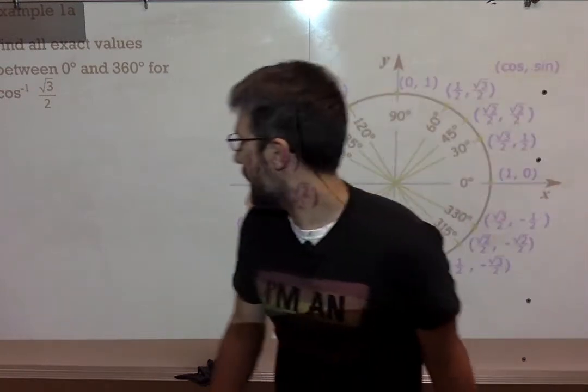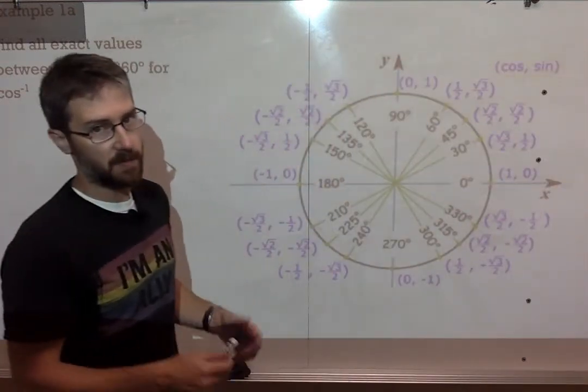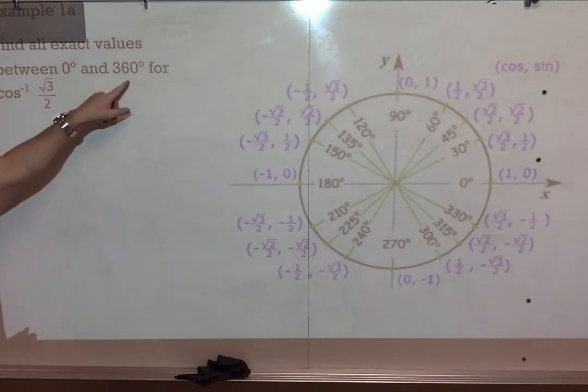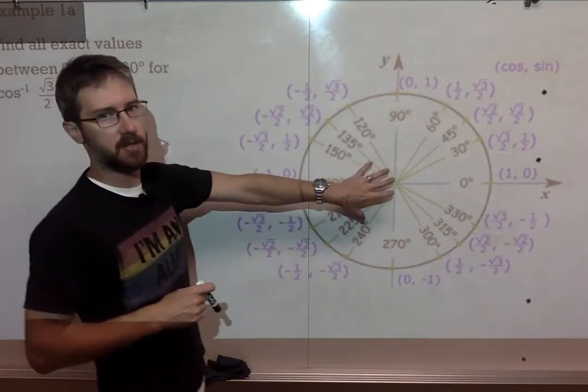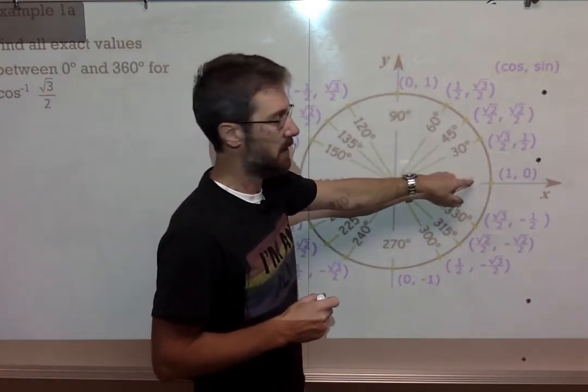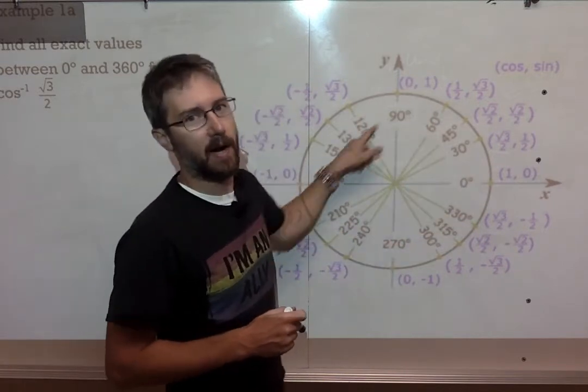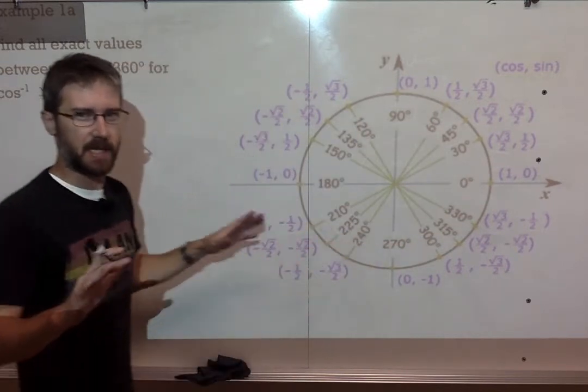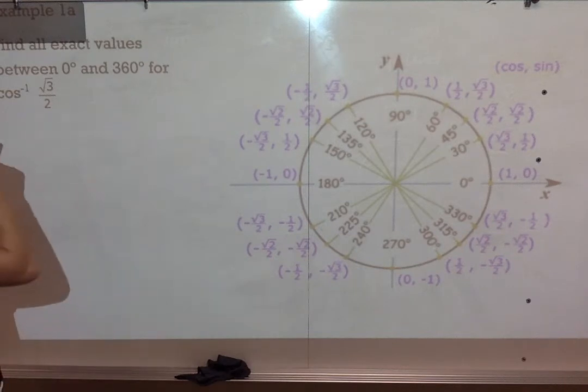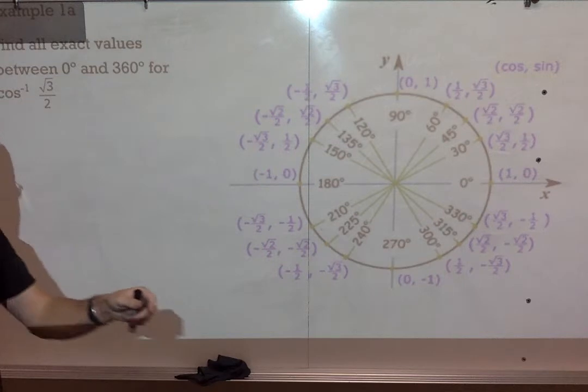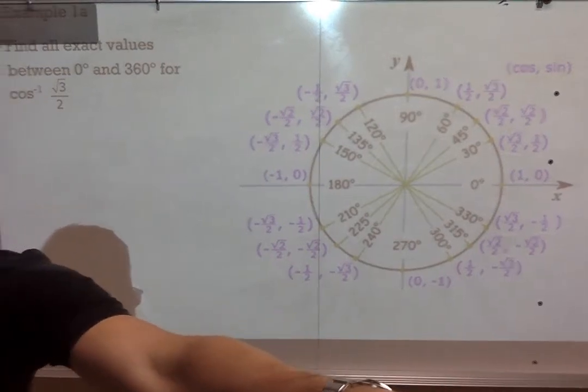Find all exact values, meaning not decimal estimations, between 0 and 360 degrees. So just what's on the unit circle, not like, all the way around to like 600 degrees or something. That's not part of this, just what's on the unit circle. For cosine inverse of root 3 over 2.